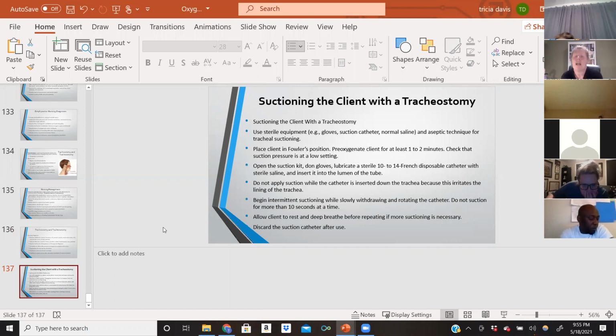And when you suction a client with a tracheostomy, you need to know how to suction a patient. You're going to see this on your test. And you're going to learn how to do it this Saturday at lab, and it's all going to make sense once you see it.